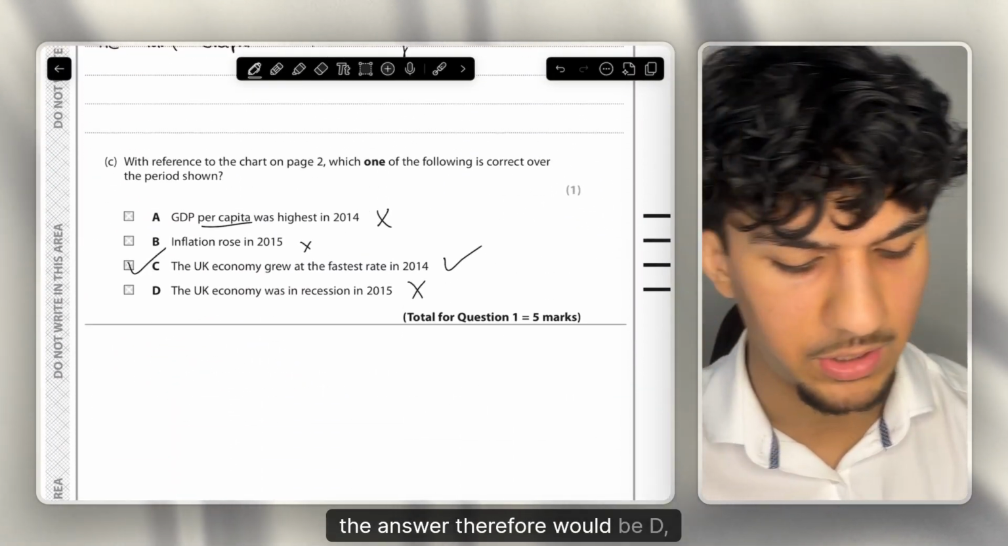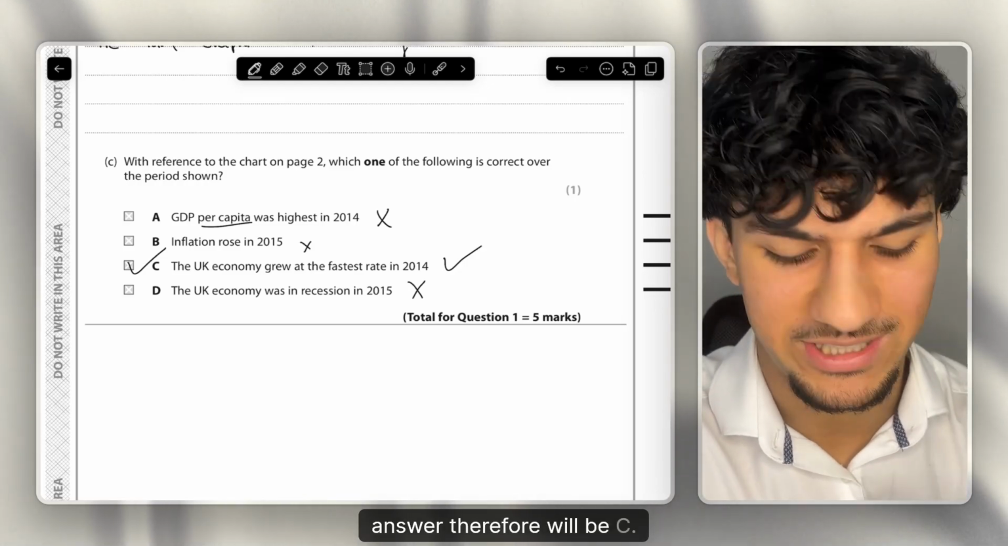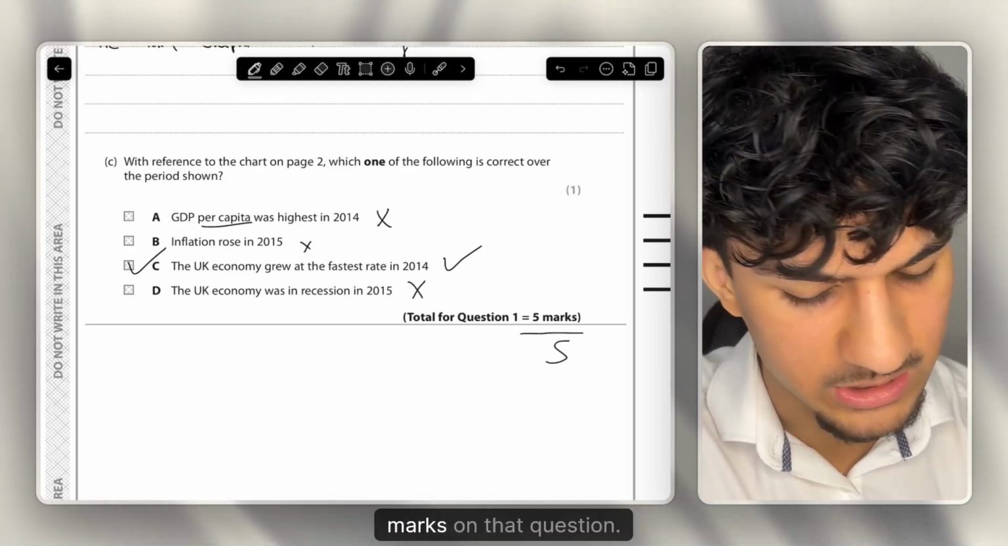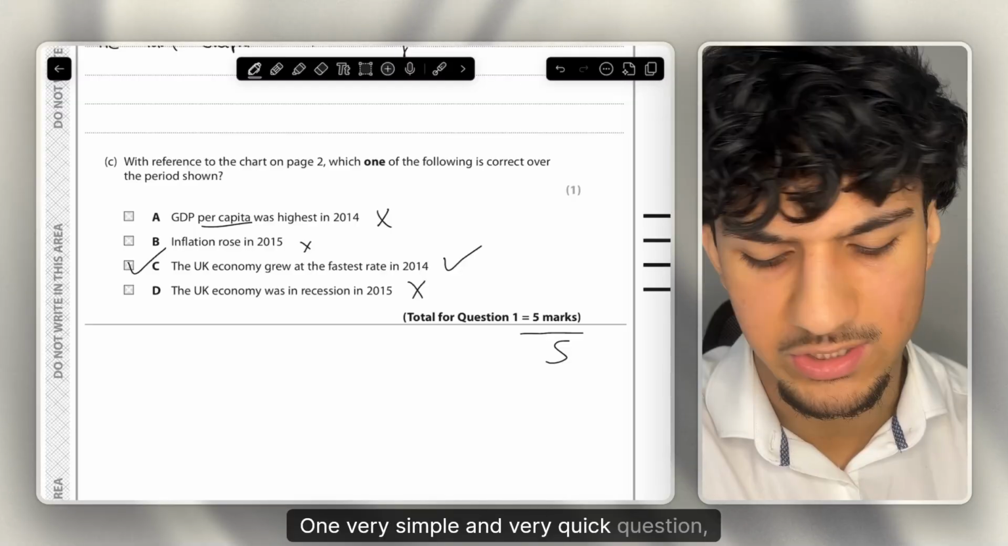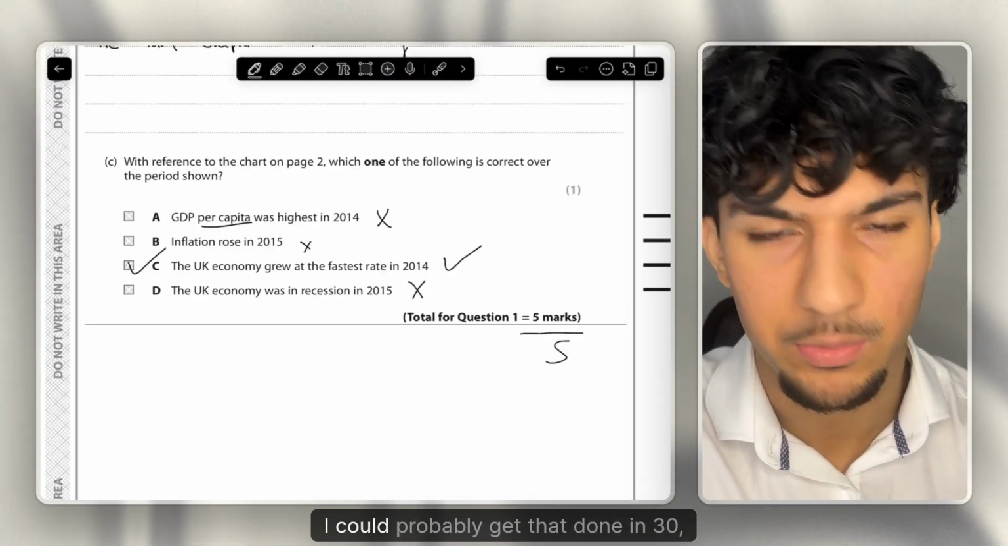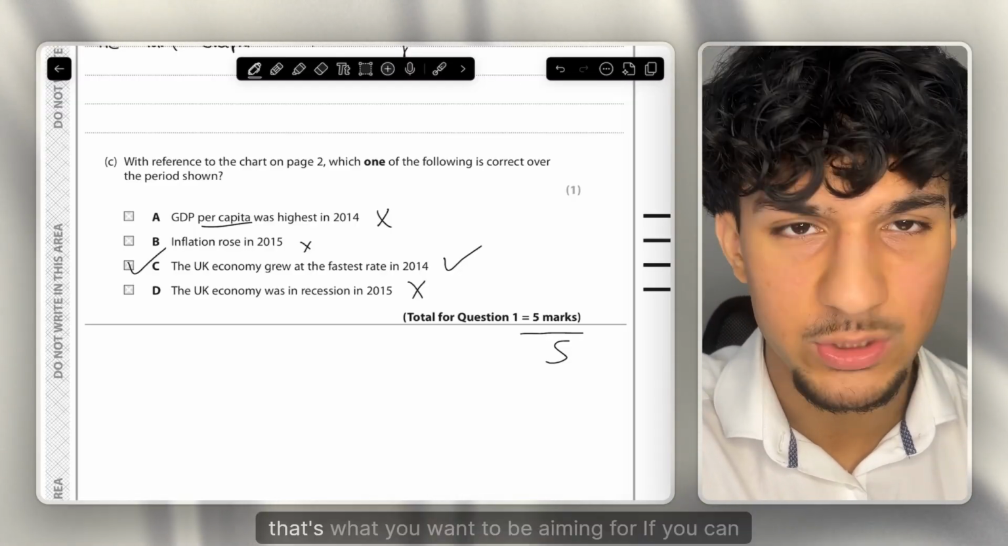So yeah, the answer therefore would be C, and therefore that is how to get 5 out of 5 marks on that question 1. Very simple and very quick question. If I was doing it without explaining it, I could probably get that done in 30-40 seconds, and that's what you want to be aiming for.